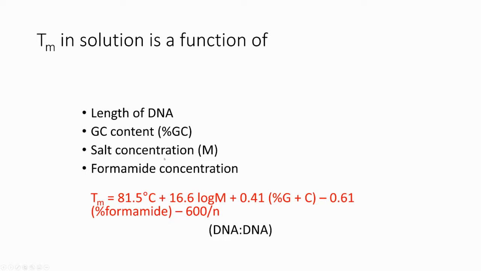To determine the melting temperature for the Southern blot and Northern blot, you follow this formula: melting temperature equals 81.5 degrees Celsius plus 16.6 log of the molarity of the salt concentration for the hybridization, plus 0.41 times the percentage of GC, and then minus 600 over the length of the probe. That's how you determine the melting temperature for the Southern blot.